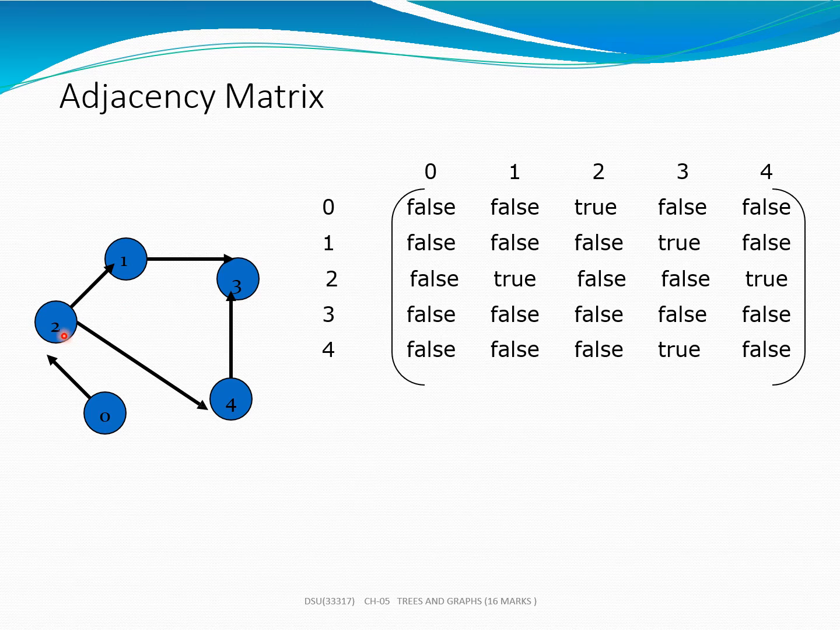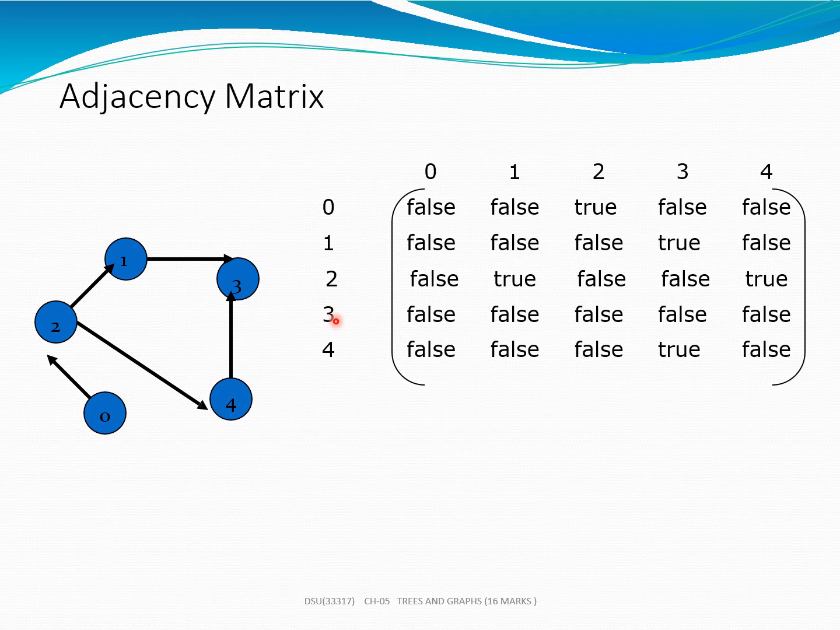Now 2 to 0 is false. This is a directed graph, so the edge is 0 to 2, not 2 to 0, which is why this is false. 2 to 1, yes, this is true. 2 to 3 false. 2 to 4 true, because this is the edge.